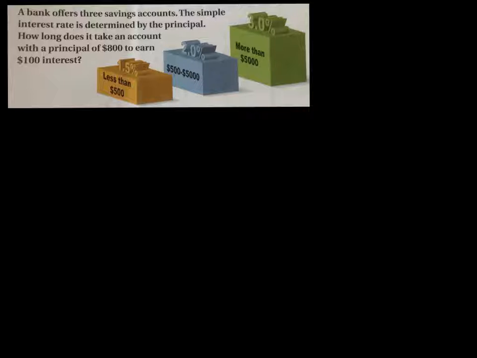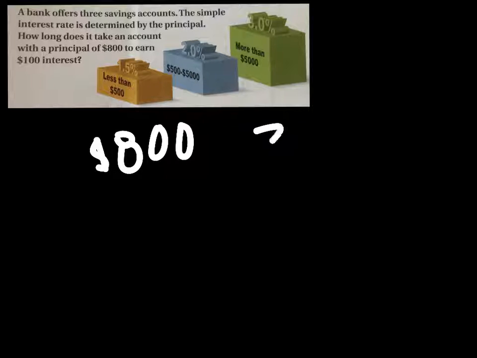So we have $800, which is the principal. And if we look at these boxes, we see that 1.5% is for less than $500, 2% is for $500 to $5,000, and 3% is for more than $5,000. Well, $800 is right in the middle, so we'll be having 2%. So that's our interest rate, okay?